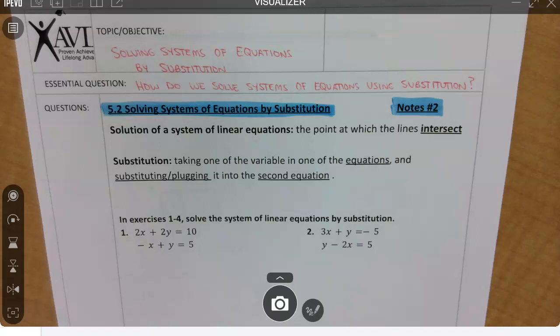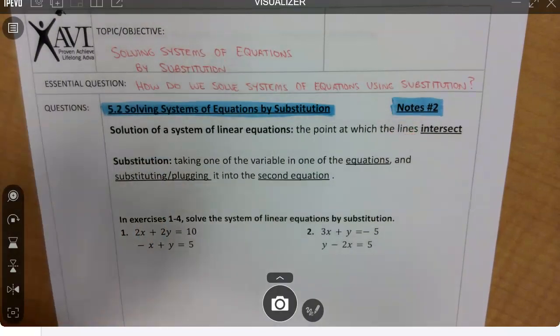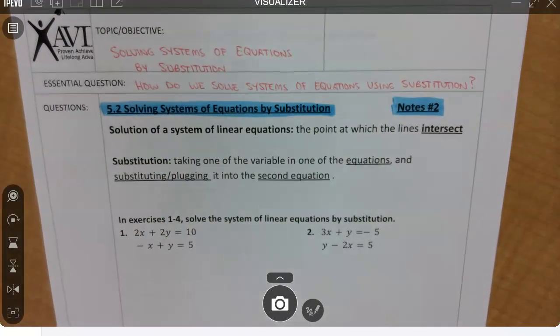So this is 5.2 notes number 2. We will continue to solve systems of equations by using substitution. So solving for one variable and then replacing that in order to solve for the other one. And we're still dealing with the idea that if we were to graph these equations on a coordinate plane, we're trying to figure out where the two lines intersect. Where is that point that they have in common?